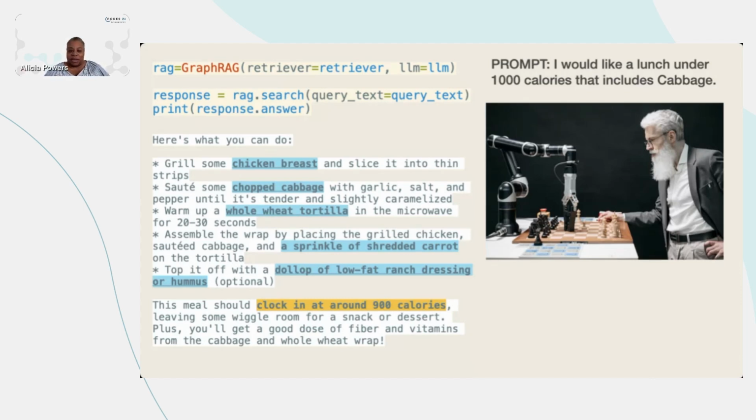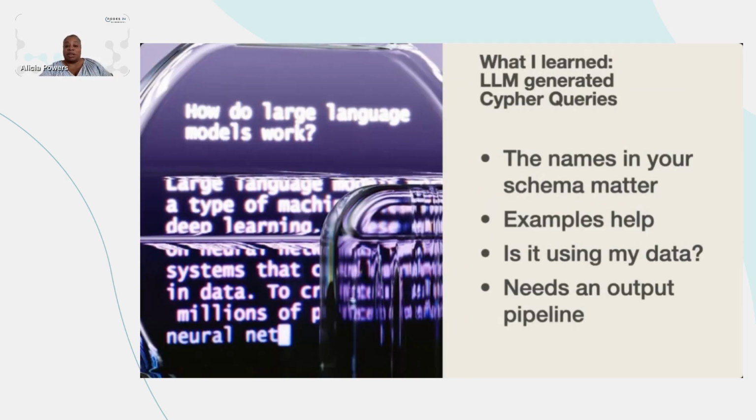So I have that picture of the robot playing chess. It's like the model is thinking of all these other things when I just really want it to do something specific. So I would have to do some more work around it to make it what I'm looking for. So what I learned from the LLM generated Cypher queries, that last part, is that the names in your schema really matter because the model is looking for a complete understanding of your data. So when you name a node food, it's expecting it to be food and expecting it to look a certain way.